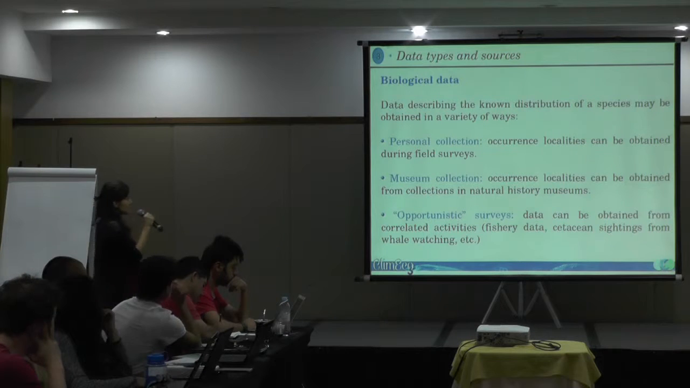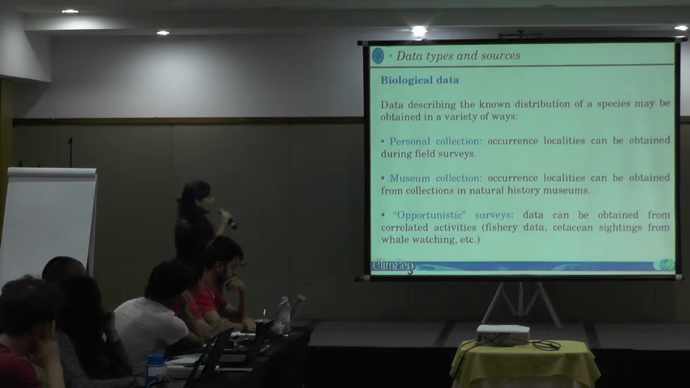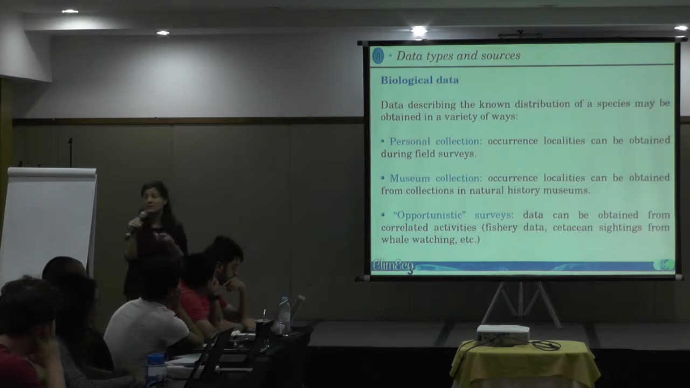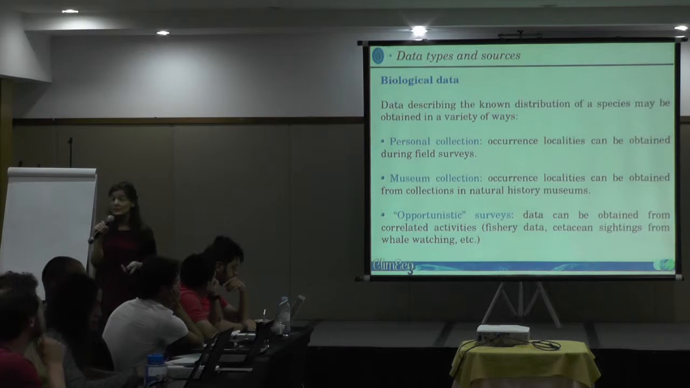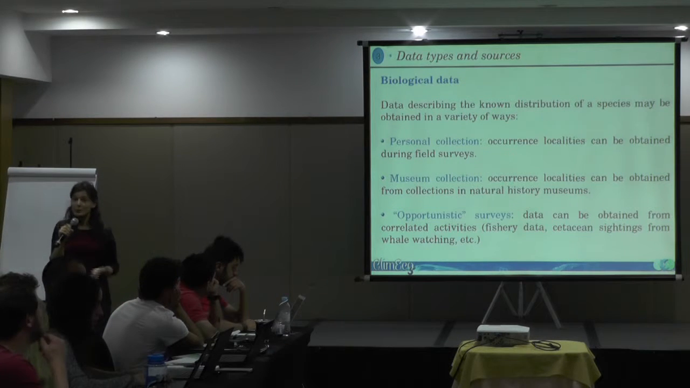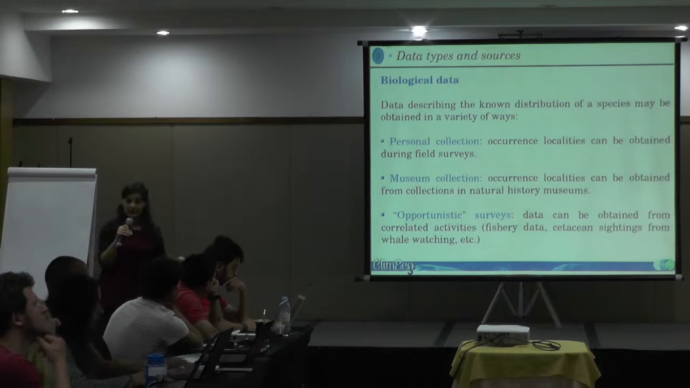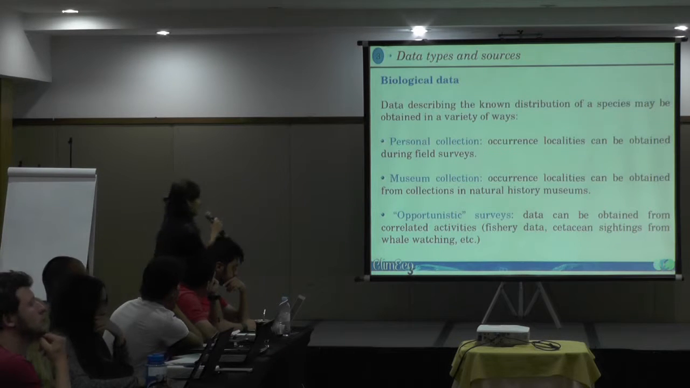You can get this data from different sources. A personal collection, you have the time to discover the distribution of the species. So in the best case, you have a project, the money, you go in the field, and you collect the data. It is the best case.